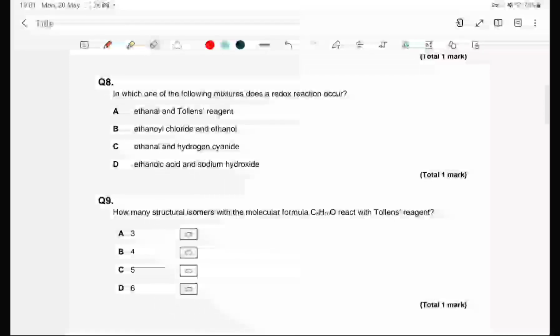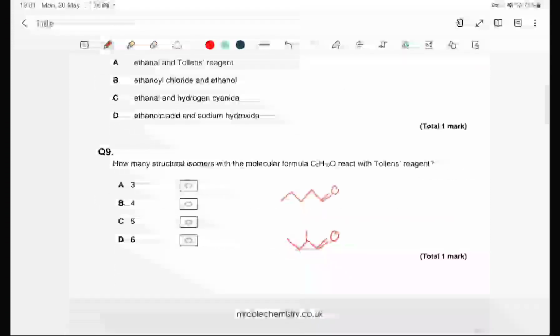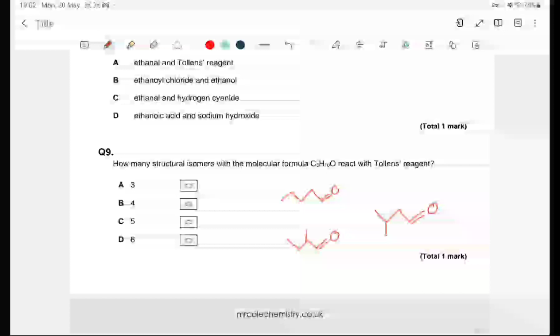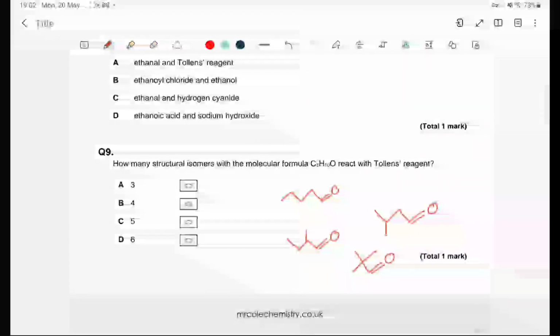Starting from the first one, of course, is just going to be the straight chain, like so. The second one then is going to have a branch. The third one is placing a branch somewhere else. And the fourth one is having 2 branches. And those are our options. So the answer must be B.